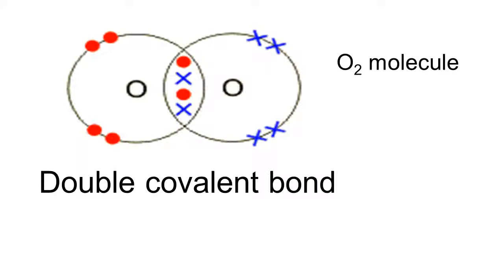Okay, so that's a look at covalent bonding. The only one we haven't done so far, we've done ionic bonding, we've done covalent bonding now, and there's one called metallic bonding, and we'll have a look at that in more detail later on.